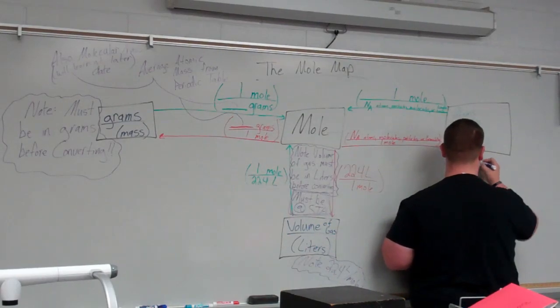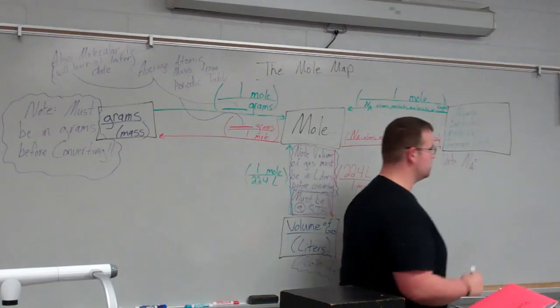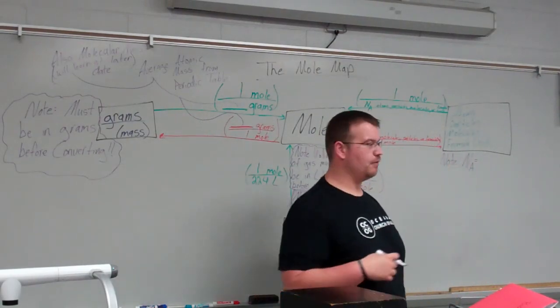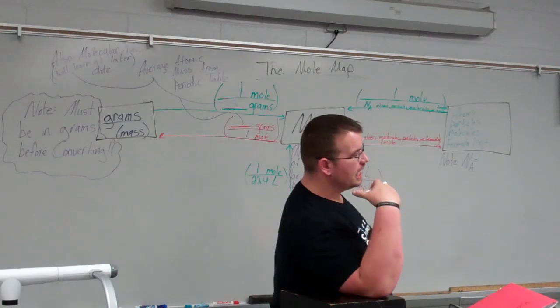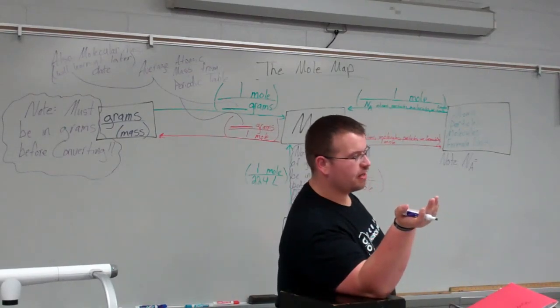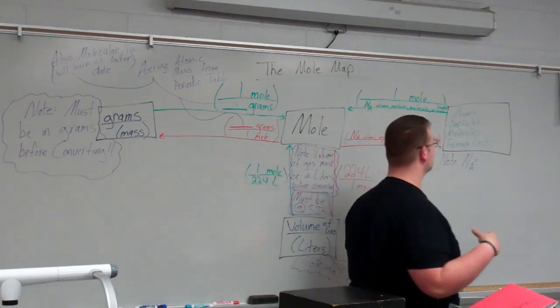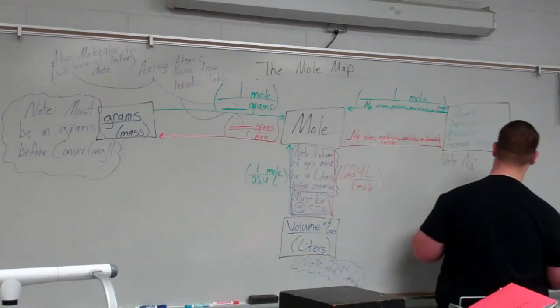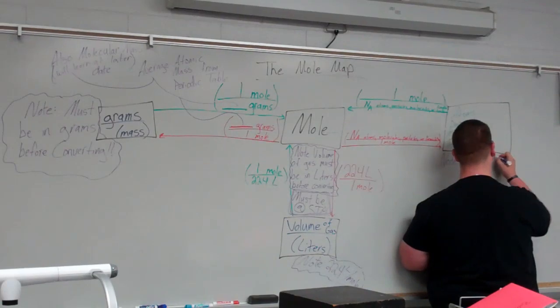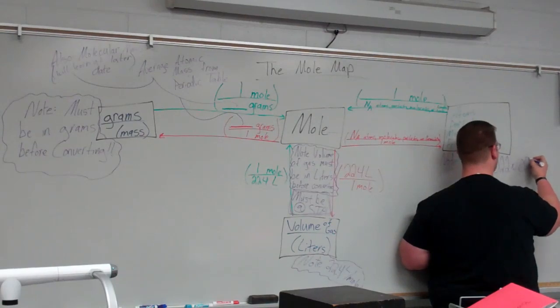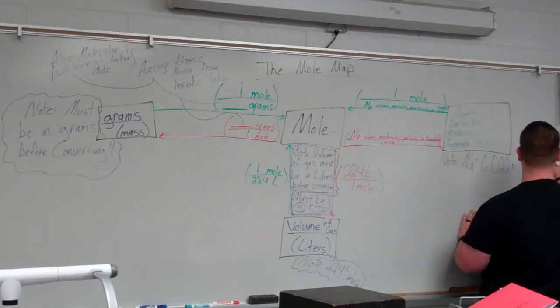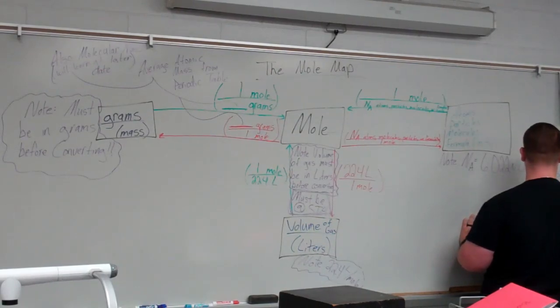N sub A is called Avogadro's number. I don't care if you can spell it, and it doesn't matter if you can say Avogadro, you can say avocado for all I care. This is the number you must memorize: 6.022 times 10 to the 23rd. That's a big number. And it will be atoms, particles, molecules, or formula units.